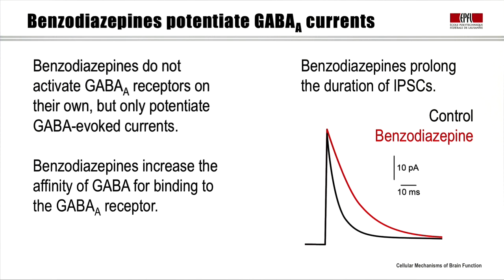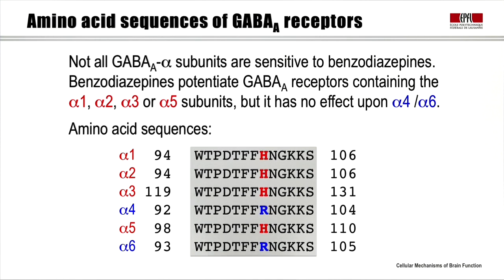And so it's a highly specific potentiation of GABAergic inhibition that the benzodiazepines mediate. There's further specificity as to which type of GABA A receptors the benzodiazepines act upon. And it turns out that GABA A receptors need to contain alpha 1, 2, 3, or alpha 5 subunits. And if instead they have an alpha 4 or alpha 6 subunit, then the benzodiazepines don't have any effect.